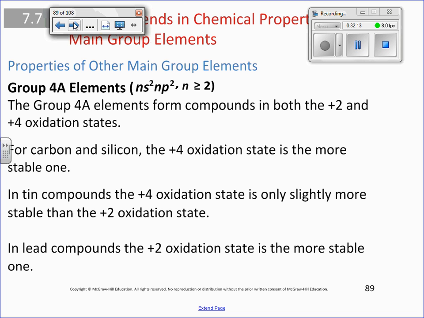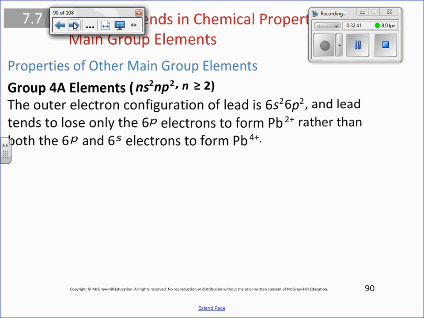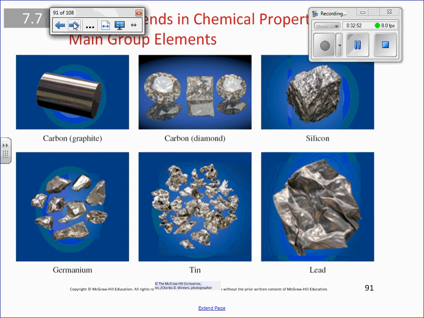So they can form both +2 and +4 oxidation states. Carbon and silicon, the more predominant is +4. In tin, the +4 is slightly more stable, and in lead, the +2 is the more stable one. So in lead, you're losing the 6p2 electrons rather than all 4 of them. So there's carbon, graphite, carbon, diamond, silicon, germanium, tin, and lead.